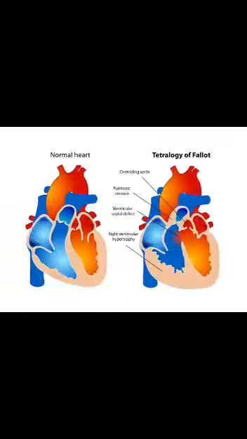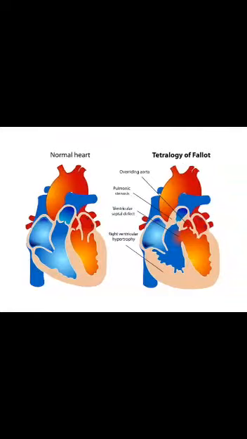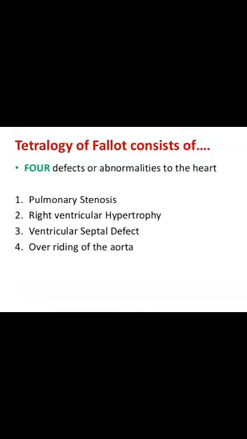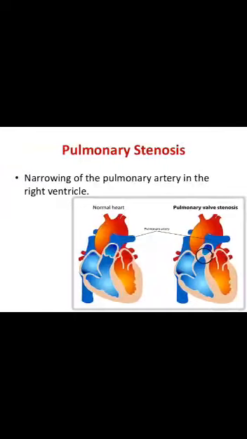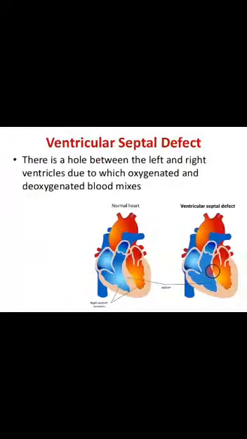That is tetralogy of Fallot. Again I am telling: first is pulmonary stenosis, right ventricular hypertrophy, ventricular septal defect and overriding of the aorta. And last is overriding of the aorta.